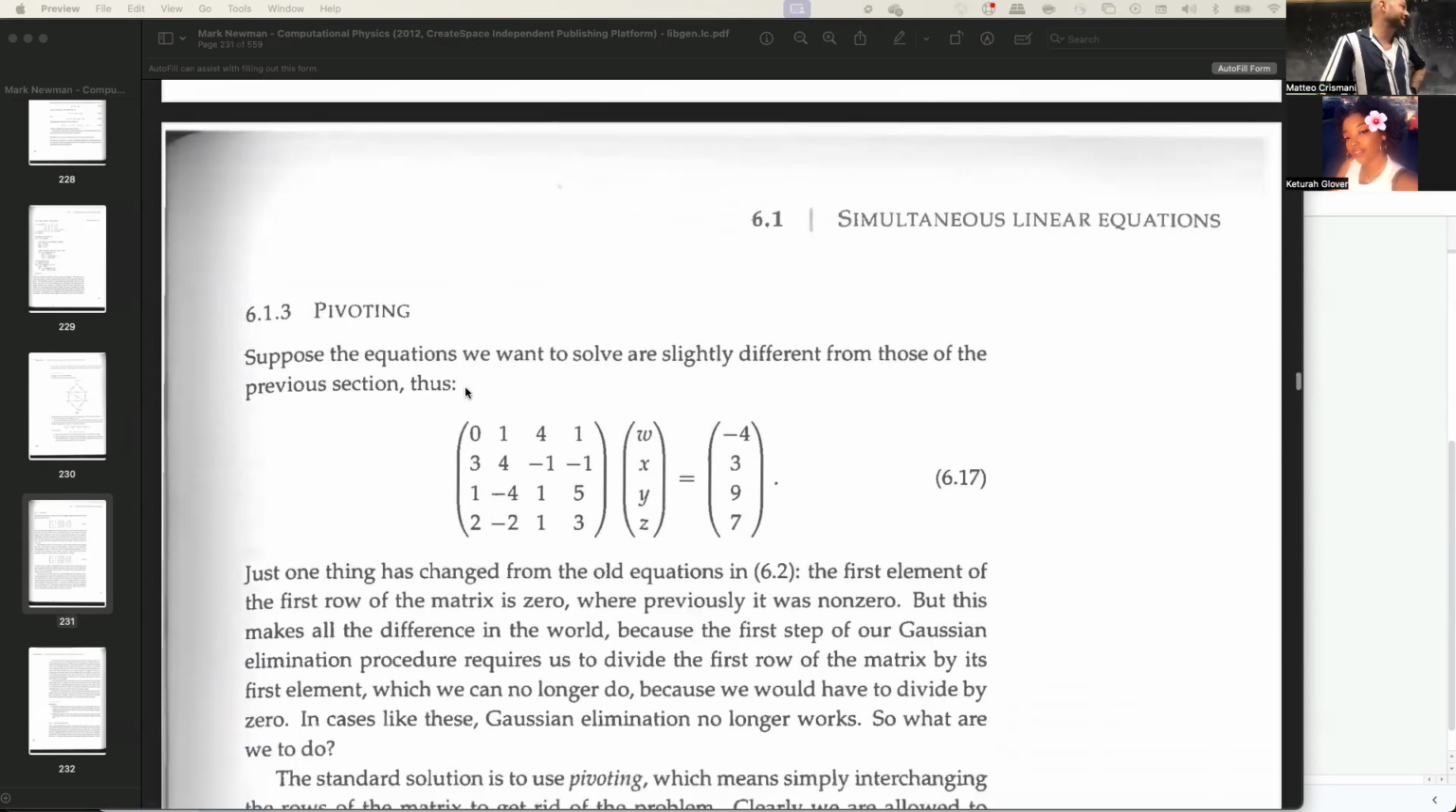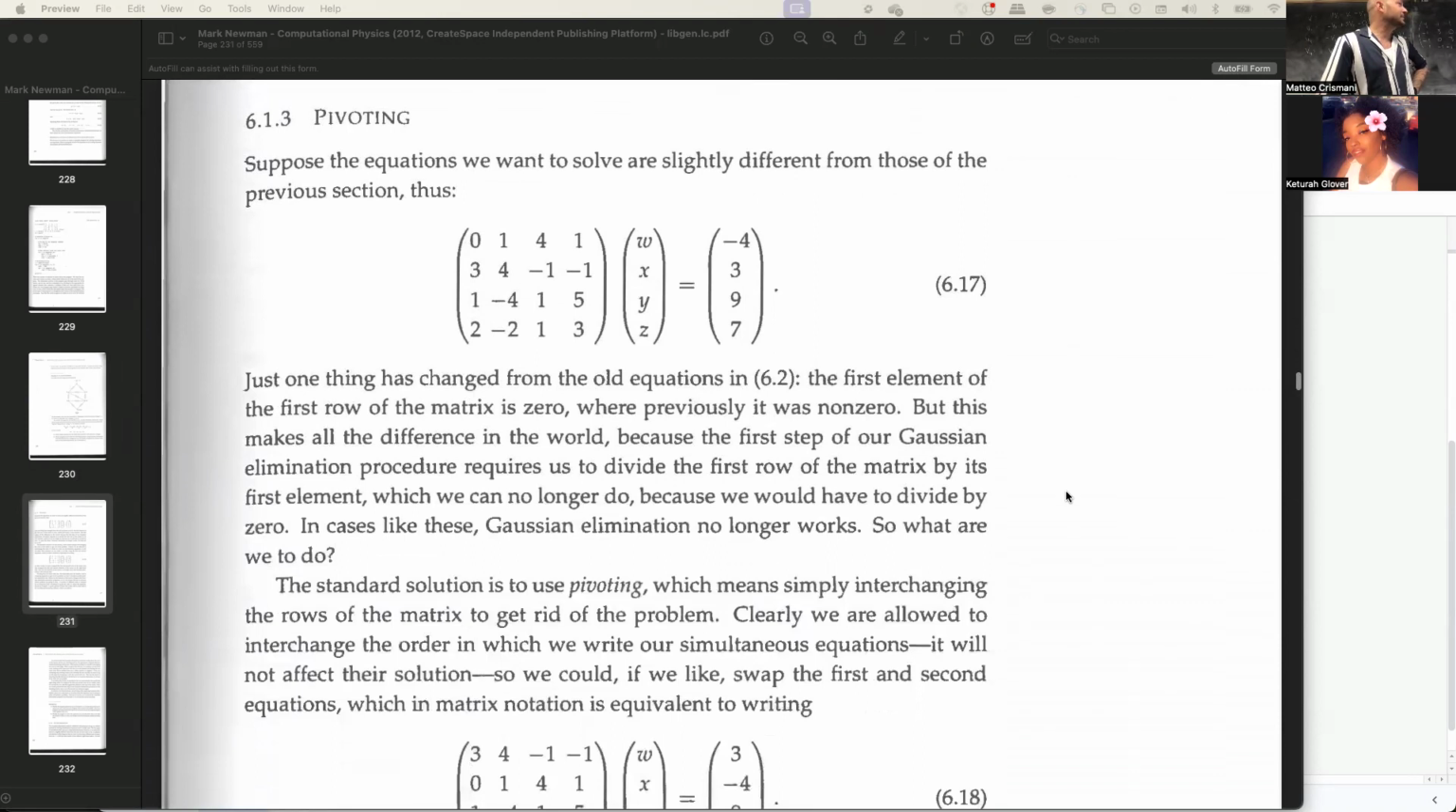All right, whatever. So let's suppose we want to solve slightly different equations.